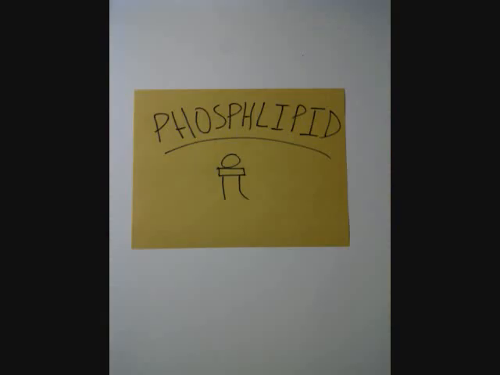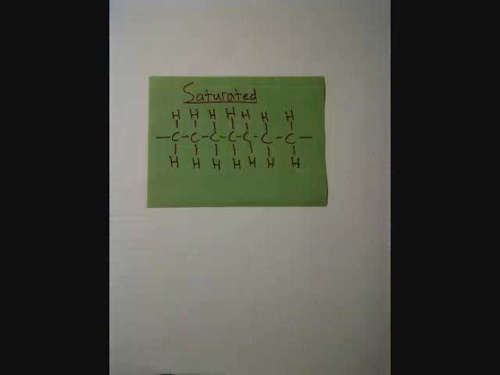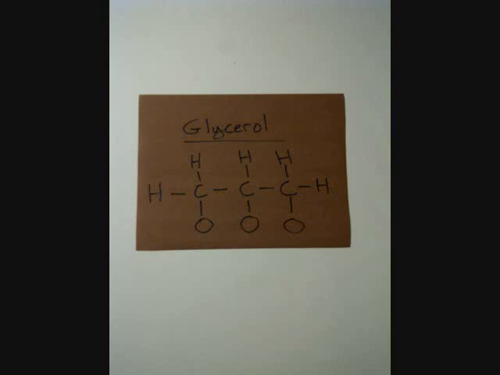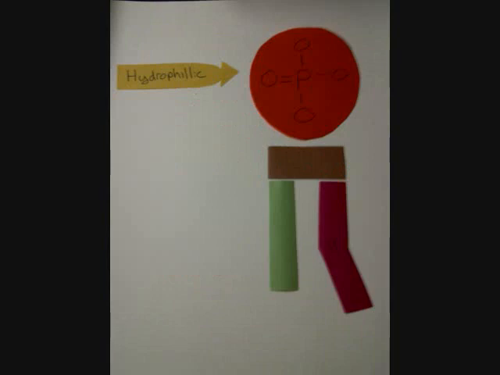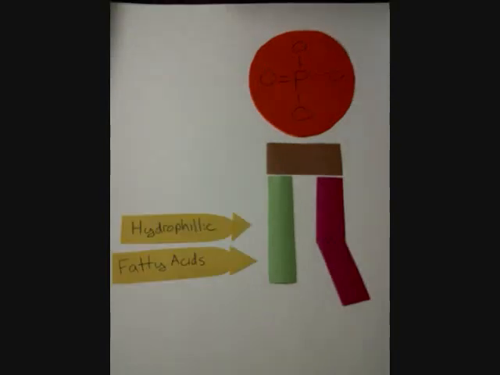Next we're going to talk about phospholipids. Phospholipids are made of saturated and unsaturated fatty acid tails, a glycerol, and a phosphate head. As you will see, the phosphate head is hydrophilic while the fatty acid tail is hydrophobic.